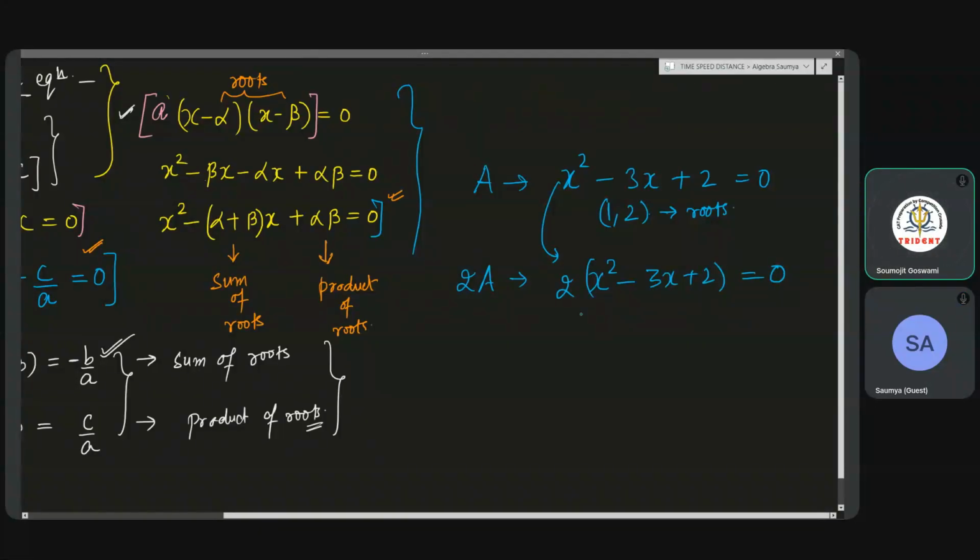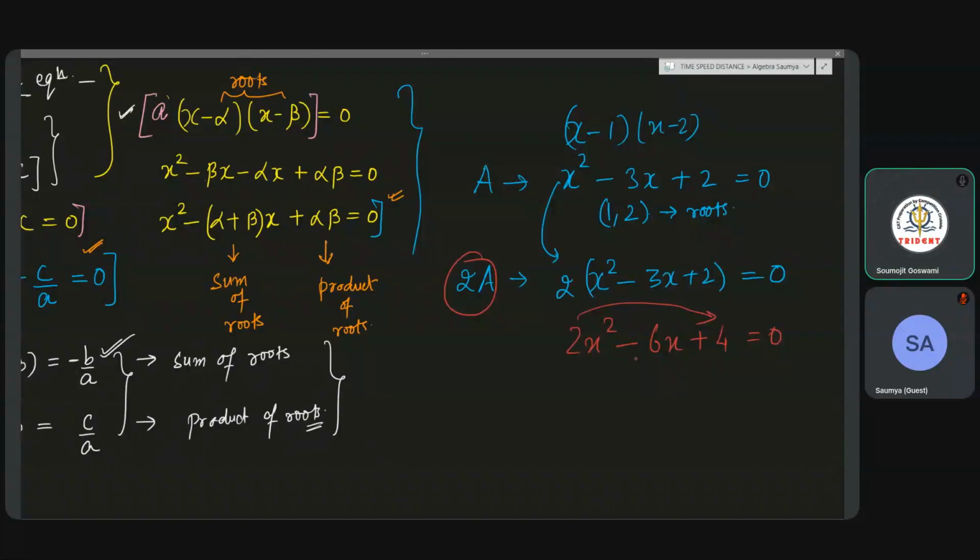Wait, how did you get 1 comma 2? Like, how did you get these roots? So this is x minus 1 into x minus 2. This is basically the splitting of the middle term. Now, what I'm saying is that if I just multiply a 2 to the quadratic equation, this becomes 2x squared minus 6x plus 4, that is equal to 0. We will multiply this 2 into this thing, this will become 8, and then we will split the 6 in such a way that the sum of the roots is minus 6 and the product of the roots is 8.